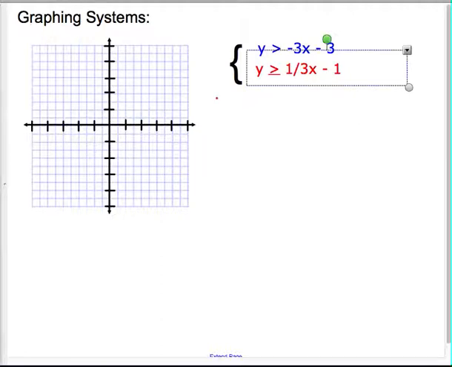Graphing systems of inequalities. Our blue inequality is just greater, so that will have a dotted line. Sorry, I tried to tap on the board to get rid of that, but it didn't work. So we've got -3 for our y-intercept, and our slope is -3, so we're going to rise 3 and run to the left 1, or fall 3 and run to the right 1. And again, dotted line on this one.